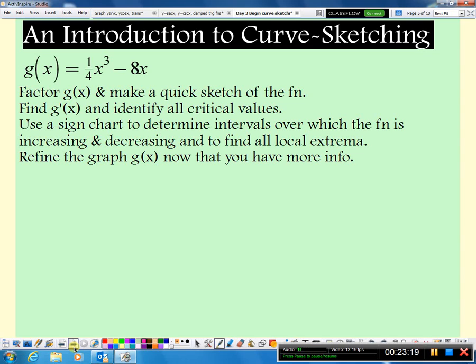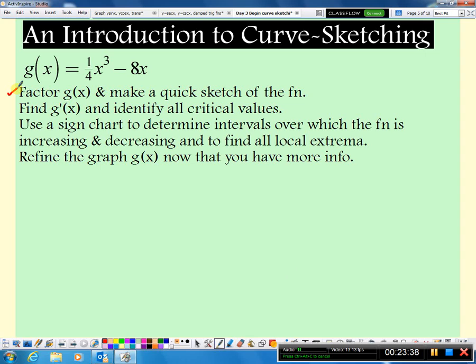So g of x is given. It says factor g of x and make a quick sketch of the function. When I ask you to do something like this, what I'm asking you to do is, before we get bogged down in all the calculus stuff, think about what you already know from Algebra 2 and pre-calculus.